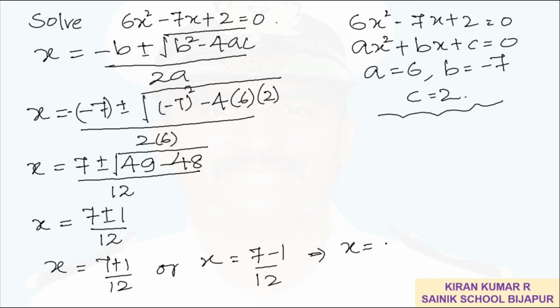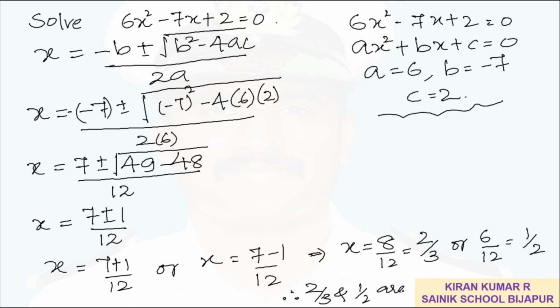Nothing but x value is 8 upon 12, which is 2 by 3, or 6 upon 12, which is 1 by 2. Therefore 2 by 3 and 1 by 2 are the roots. This is how solving a quadratic equation becomes very easy when you use the general formula for finding roots, or Sridhar Acharya's formula for finding roots.